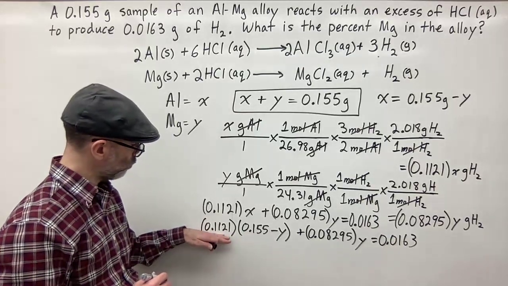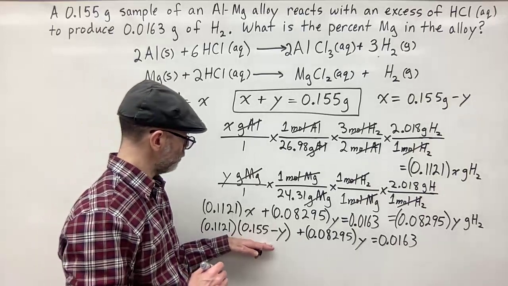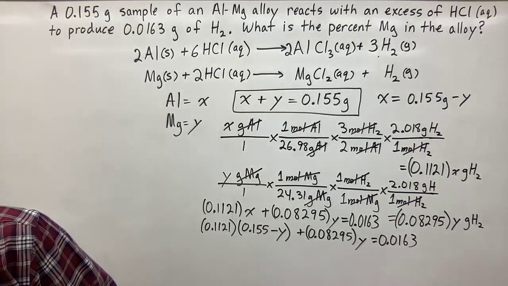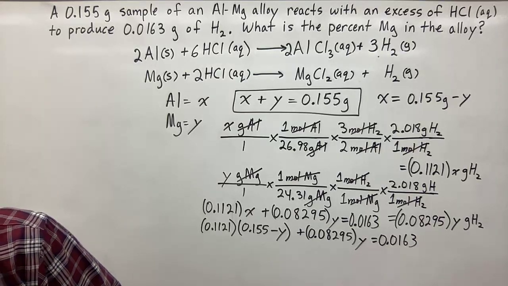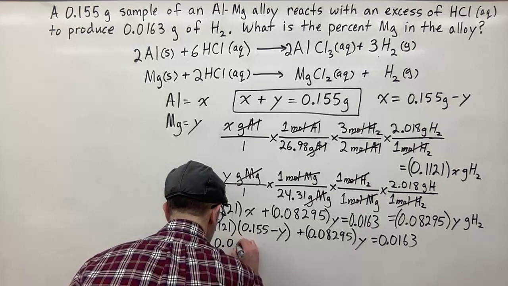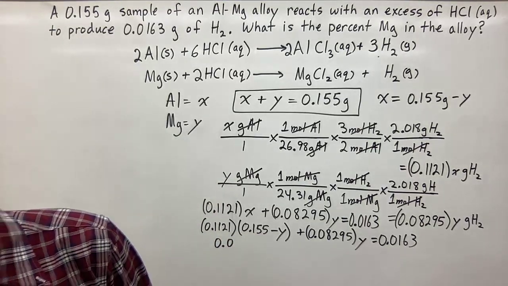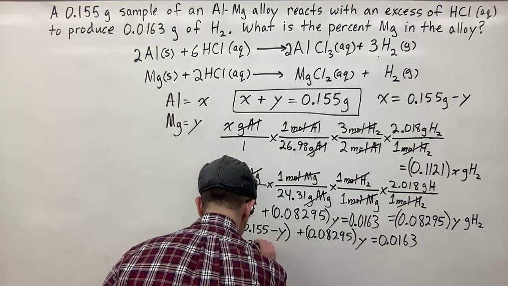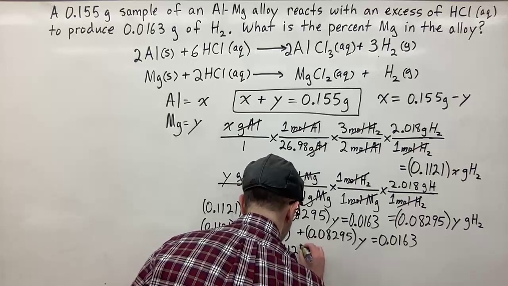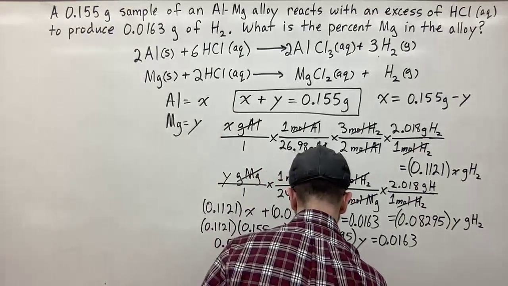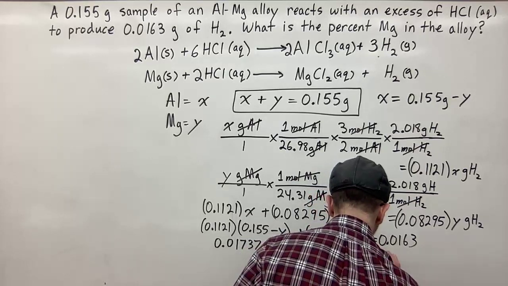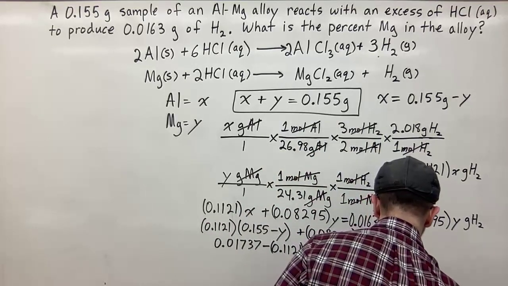Okay, so now that I have substituted, I can multiply this out through these two. So I'm going to multiply 0.1121 times 0.155, and then multiply this by negative Y. And when I do that, I get 0.01737 minus 0.1121Y plus 0.08295Y equal to 0.0163.